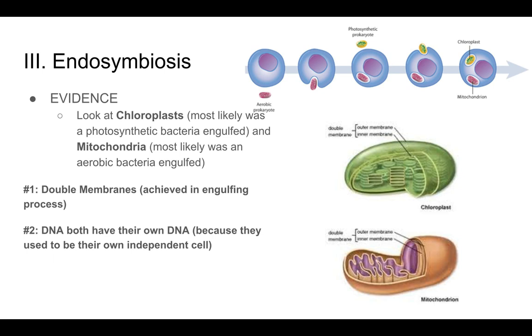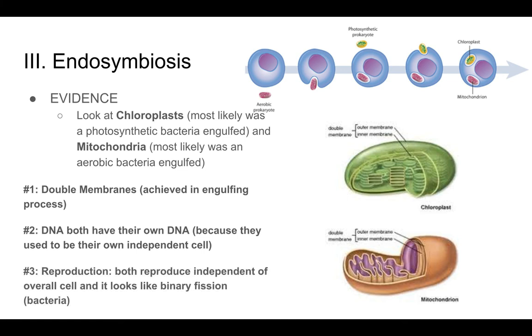Also, if you caught in the video from class this week, not only do they have their own DNA, but their DNA is in a circle structure, which is exactly like the DNA in prokaryotes today. They have one circular chromosome. And then the third is looking at reproduction.